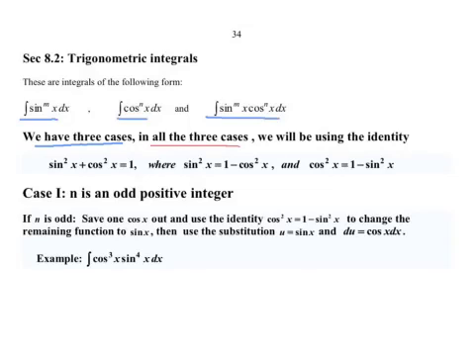In all three cases, we are going to use the identity sine square plus cosine square equal to 1, which can be written like this: sine square equal to 1 minus cosine square. This is how we are going to use it. Or cosine square equal to 1 minus sine square.